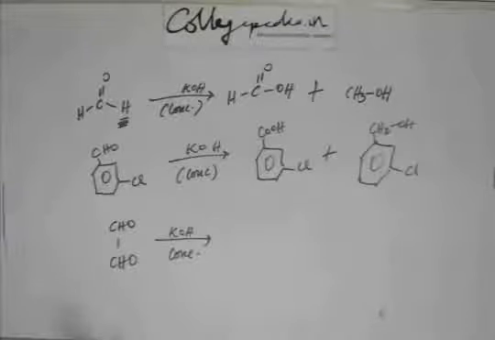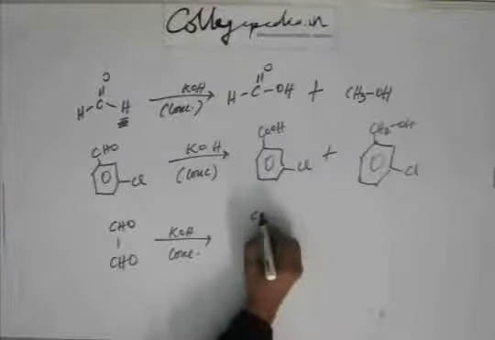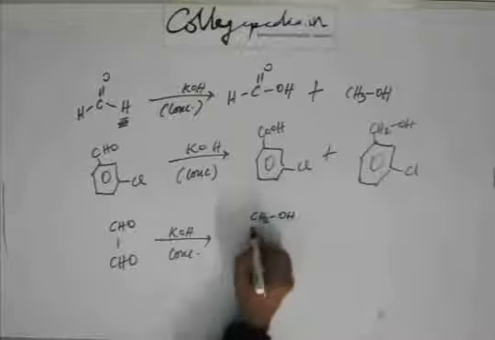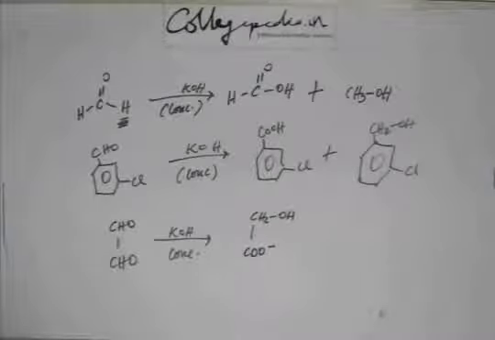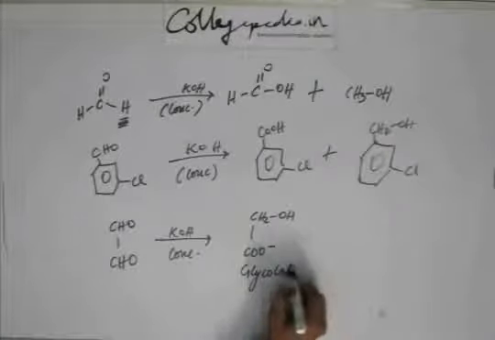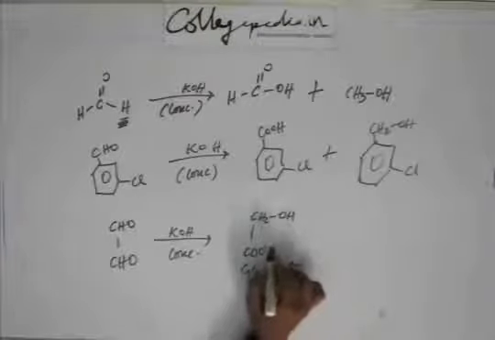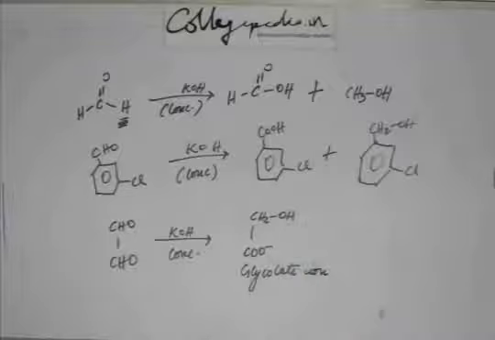So no need to write the mechanism. I am not writing the mechanism. I don't have a need to write it because you have learned it already. So I will write the product directly, assuming that you are smart enough to cope up. So this is what you are going to get. This is glycolic acid, and this ion is glycolate ion. So this is what you are going to get if you have intramolecular Cannizzaro reaction.